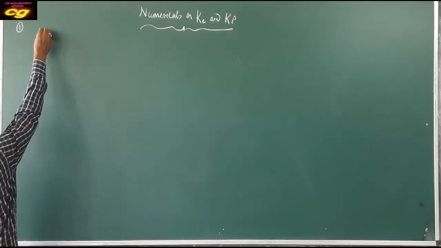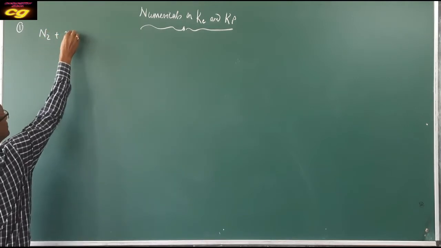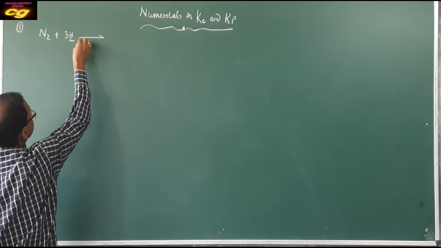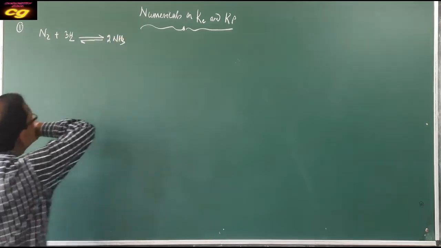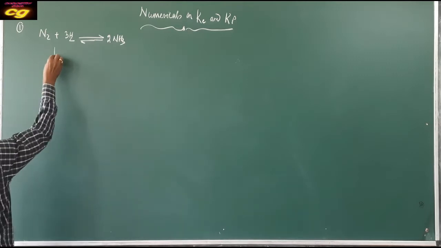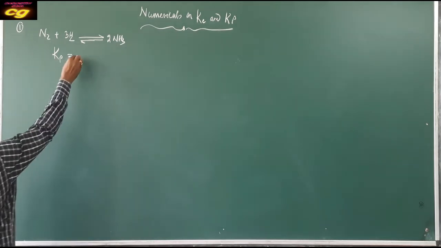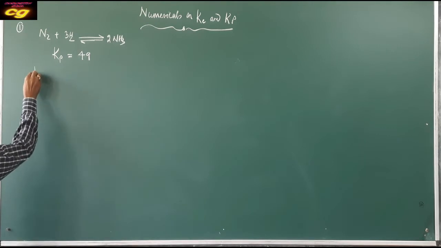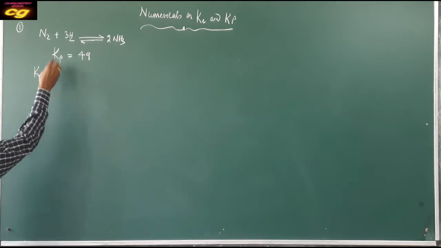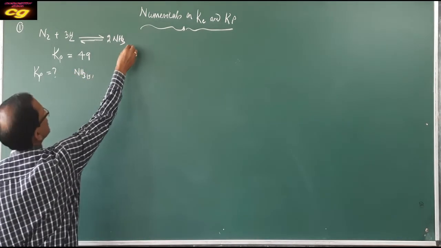The formation of ammonia: nitrogen plus 3 molecules of hydrogen forming 2 molecules of ammonia. For this reaction, the value of Kp is given as 49. Then what will be the Kp value for the reaction where ammonia is formed from its elements, all in gaseous state?